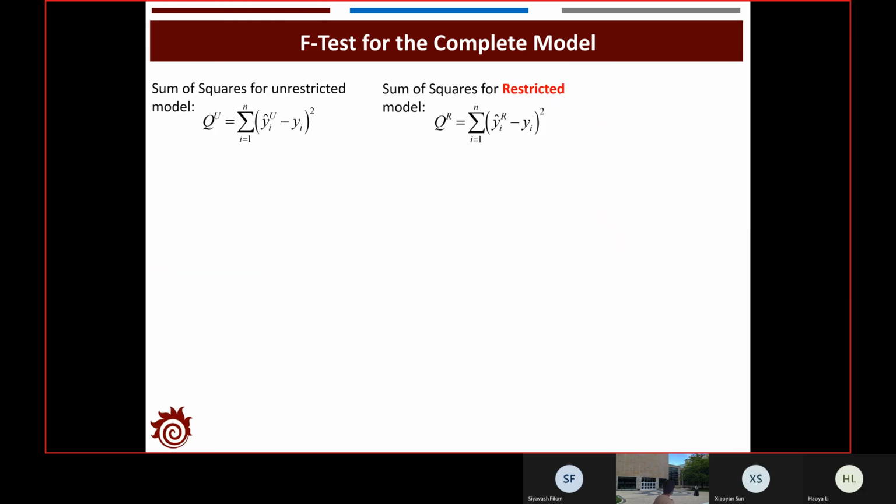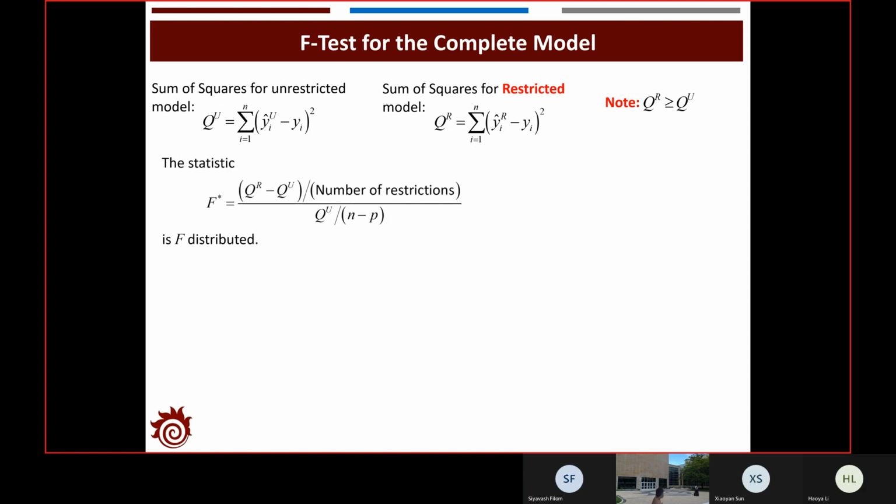Now we have the sum of the squares for the unrestricted model and the restricted model. Usually the value for the restricted model would be larger than for the unrestricted model. That's because in any situation, even for a variable that is not significant, adding more variables can make the error smaller. That gives the case that QR is higher than QU.